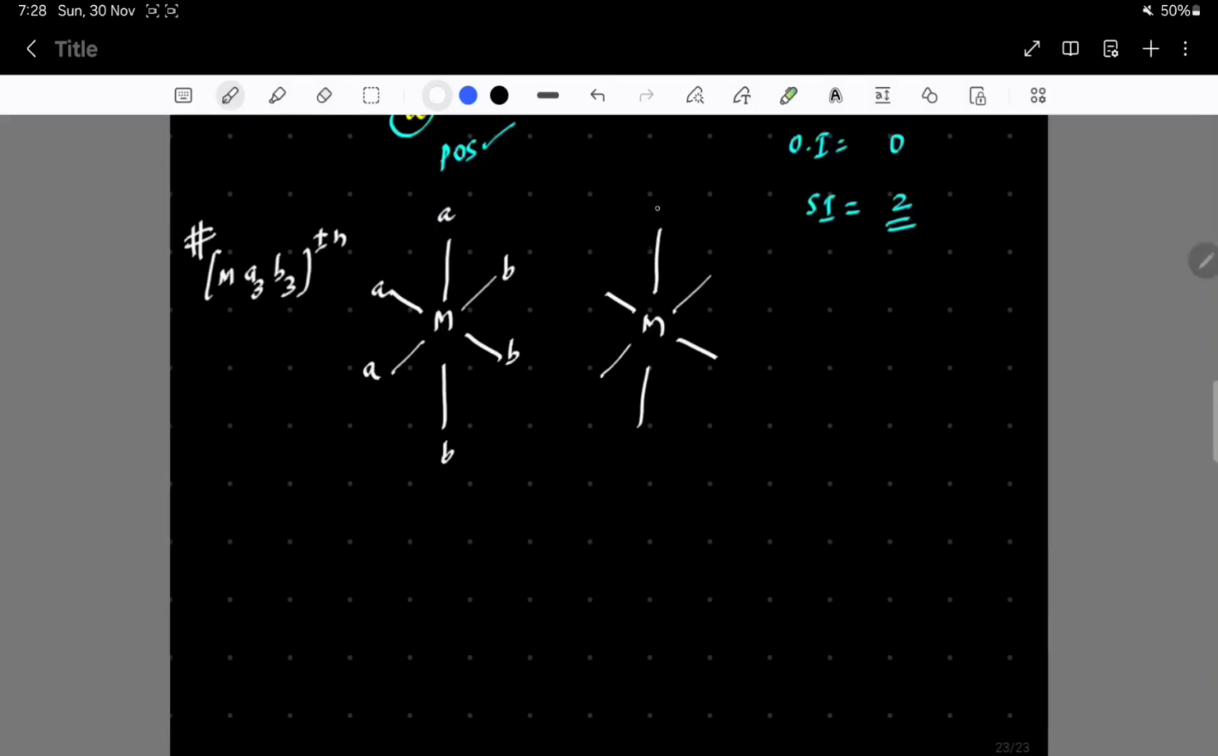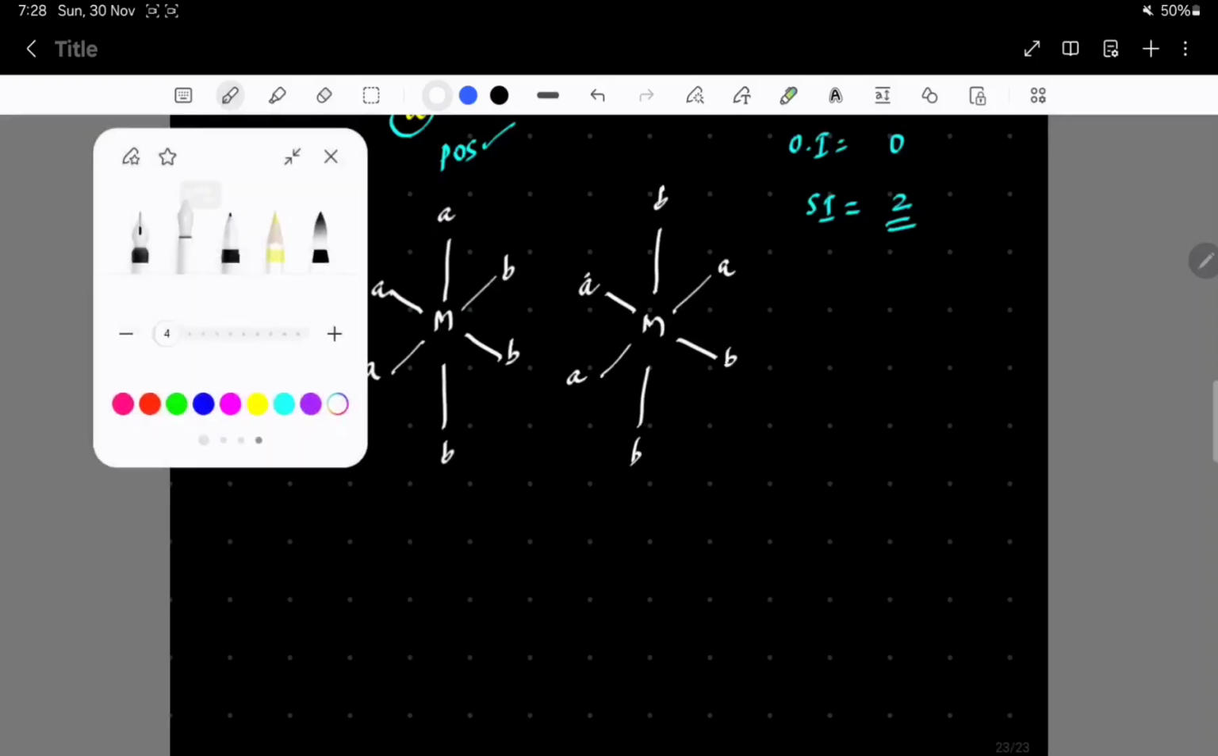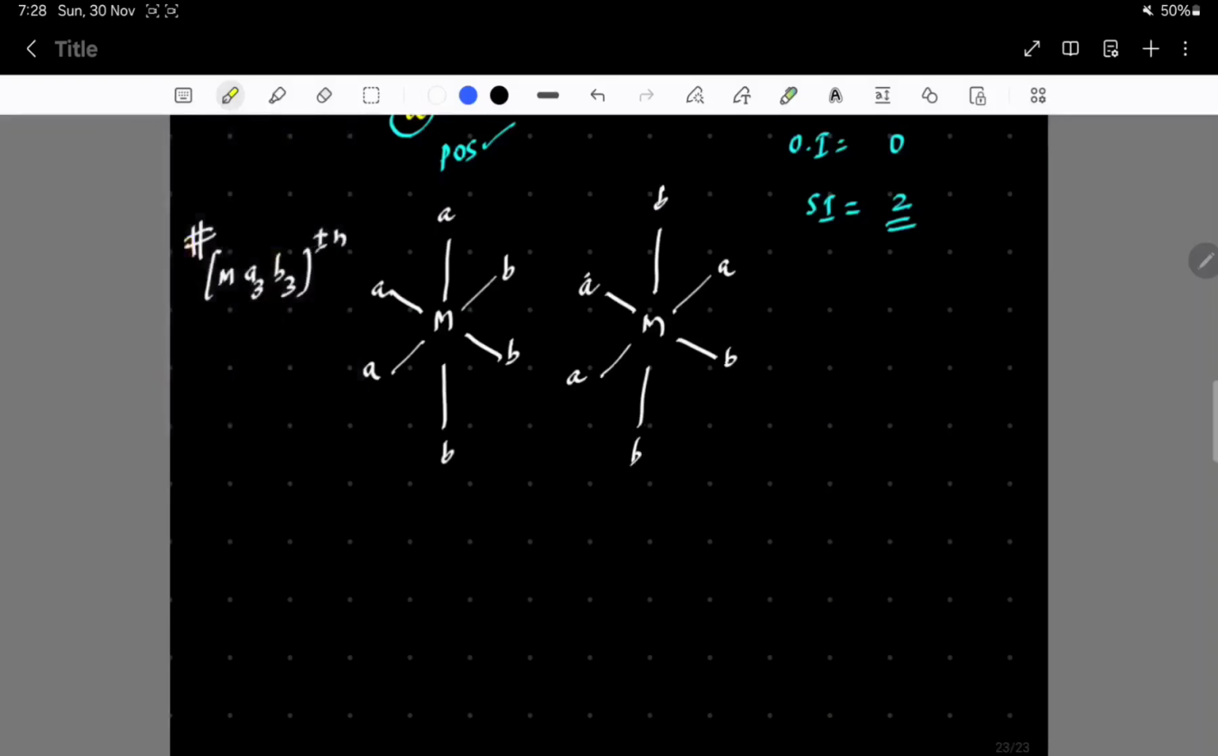Now look, one more combination I will write. So this is A2A cis. Now look here, this is cis. Now this is another combination I will write, so that is B2B trans. So here these are the two types of combination. This is one type.